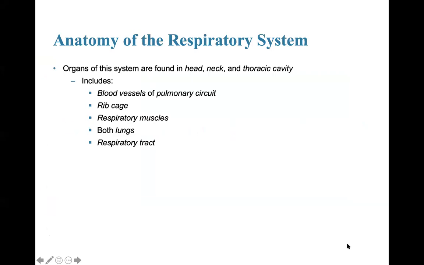Now, when we look at the anatomy of the respiratory system, this is going to include several organs that are found in the head, neck, and thoracic cavity. This will include all the blood vessels of the pulmonary circuit, which we just got done talking about with the cardiovascular system. We'll also include your rib cage, especially the intercostal muscles, external and internal intercostals. Your respiratory muscle, which is the diaphragm, along with those intercostals, both lungs, and the respiratory tract, which is the network of tubes, conduits, to bring air into the actual lungs.